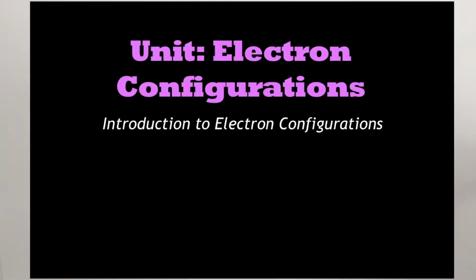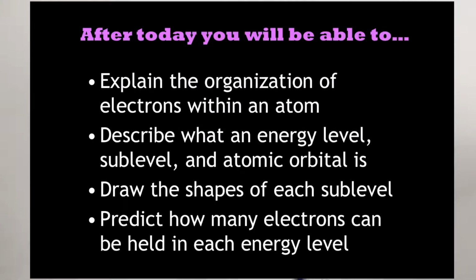Okay, we're going to go ahead and start our first subunit of the upper level chemistry content. Up until now, we've just done reviews for middle school content, but if it wasn't a review to you, you are now up to date, or up to the level we need you at to be understanding the next units. So after this unit, I want us to be able to explain organization of electrons within an atom, describe what energy level, sublevel, and atomic orbital are, draw the shapes of each sublevel, and predict how many electrons can be held in each energy level.